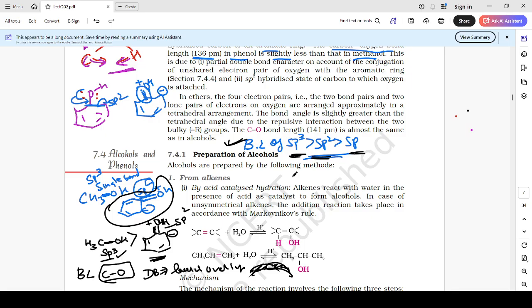sp3. That's the reason why methanol has a higher bond length than phenol. Ma'am, but how does it affect the angle? Angle I told you already. This is separately for bond length. Oh, okay. Okay, ma'am, yes ma'am.